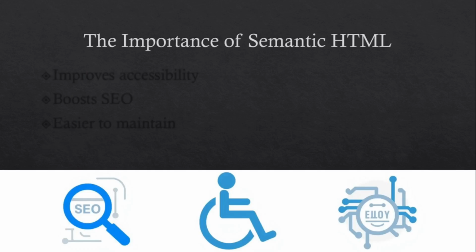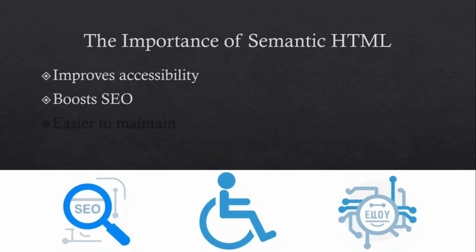Why is this important? Semantic HTML improves accessibility. Screen readers can better understand the structure. It boosts SEO because search engines know what your content represents. Semantic HTML makes your site easier to maintain.